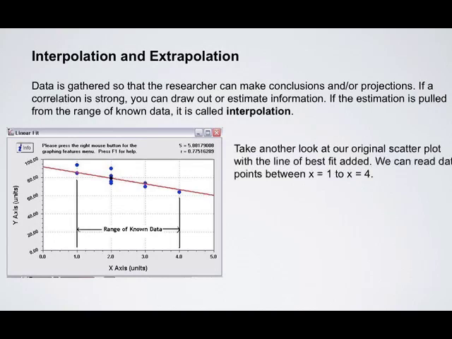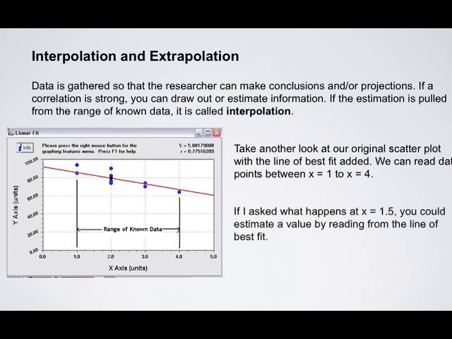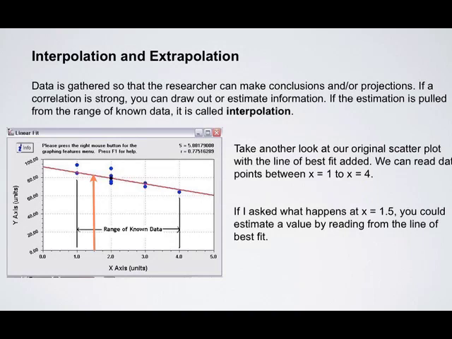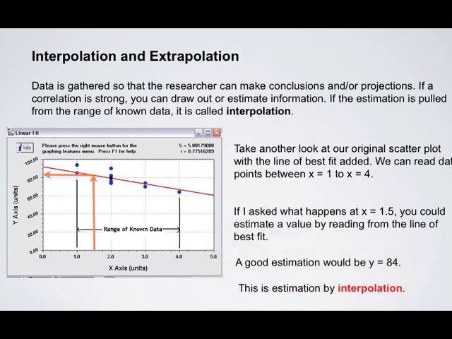Take another look at our scatter plot with the line of best fit added. We can read those data from x equals 1 to x equals 4. If I ask what happens at x equals 1.5, you could estimate a value by reading from the line of best fit. You would go up, and then over, and a good estimation would be y equals 84. This is estimation by interpolation, within the known range of data.